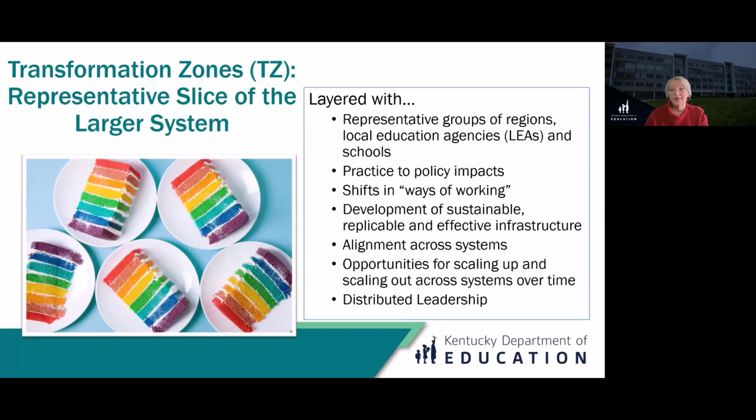So you want that slice to be small enough so that you are able to make quick changes to improve the system without messing up your system. And so it actually scales within instead of across. So when we've worked in our transformation zones, we did start with 1 or 2 schools. Some even chose to start with part of their school in elementary because they have so many teachers. And then from there, they learn.